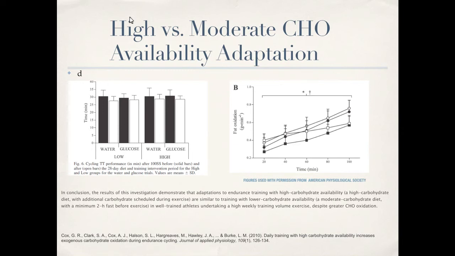So what this indicates is that going above 5 grams of carbohydrate per kilogram, while it may augment performance during overreaching situations, may not lead to better adaptations.